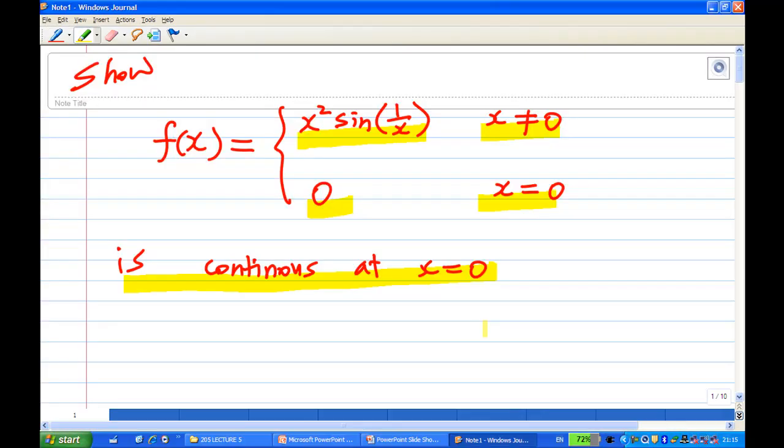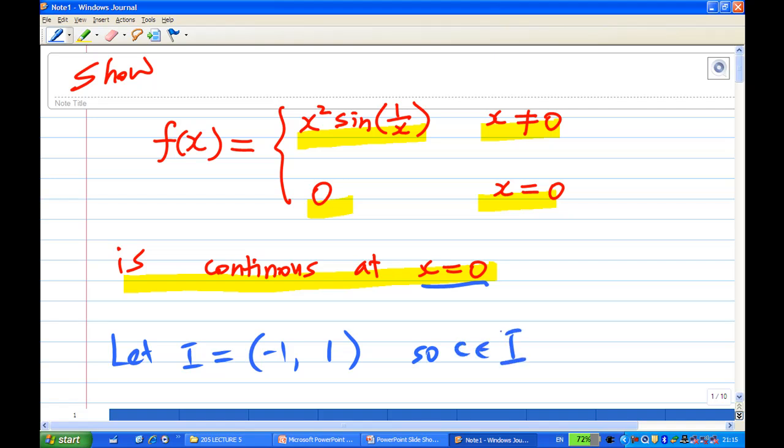In this case, I need to establish an interval first. Our point of interest is x equal to 0, so I'm going to pick an interval containing 0. Let I be the open interval from -1 to 1, so c belongs to I. It doesn't matter whether I is -1 to 1, or -2 to 2, or -infinity to infinity. It doesn't matter in this case.